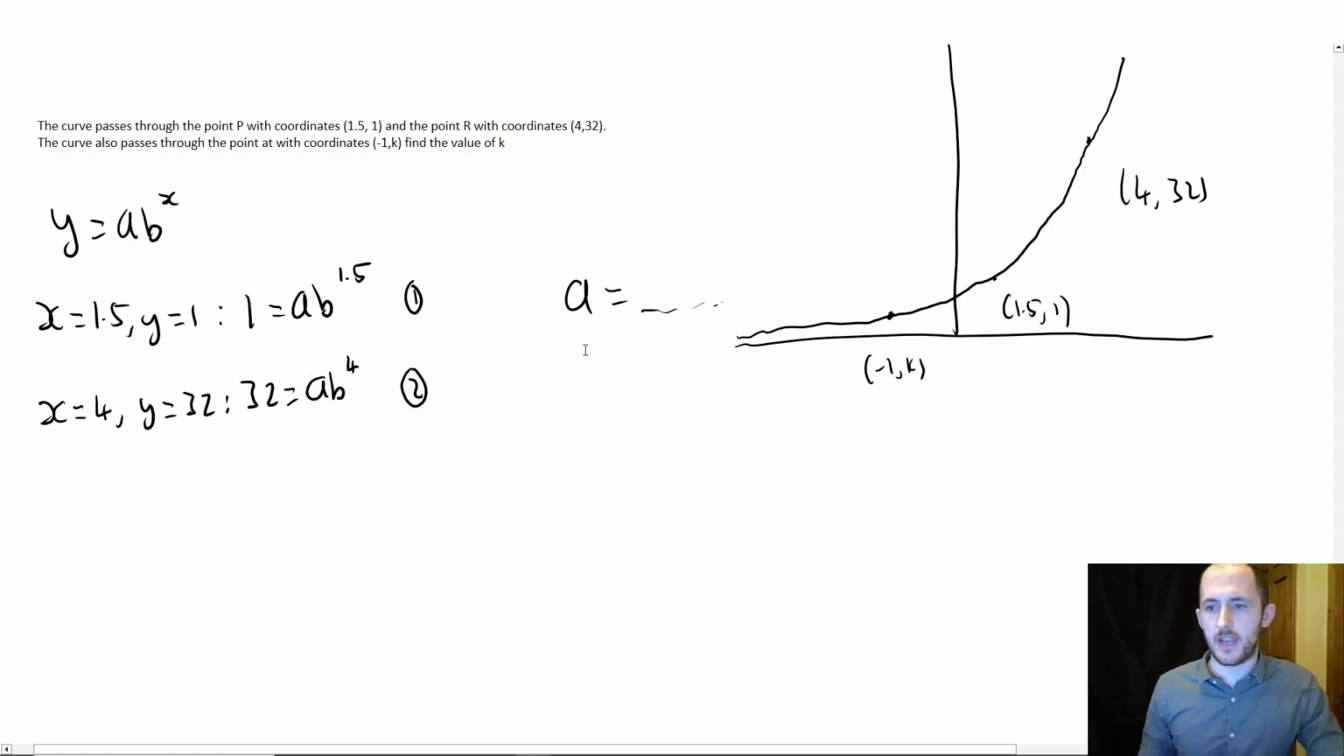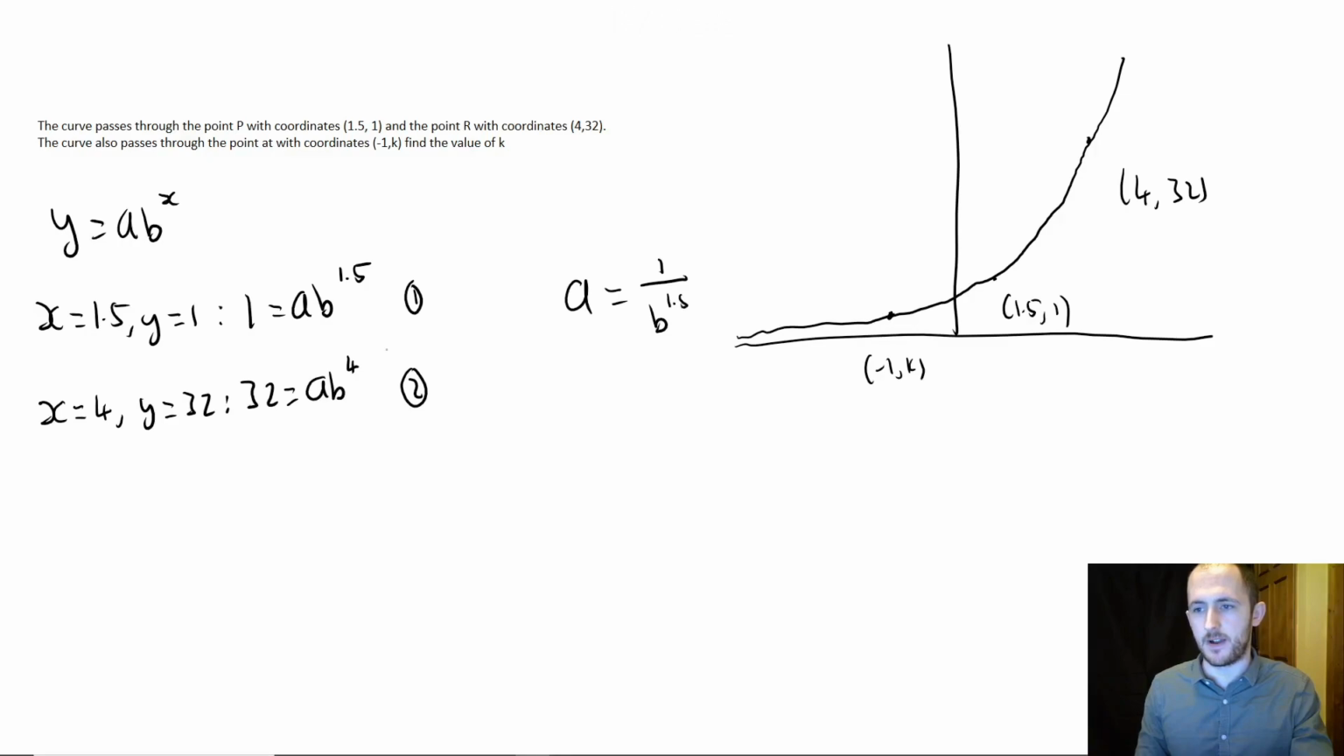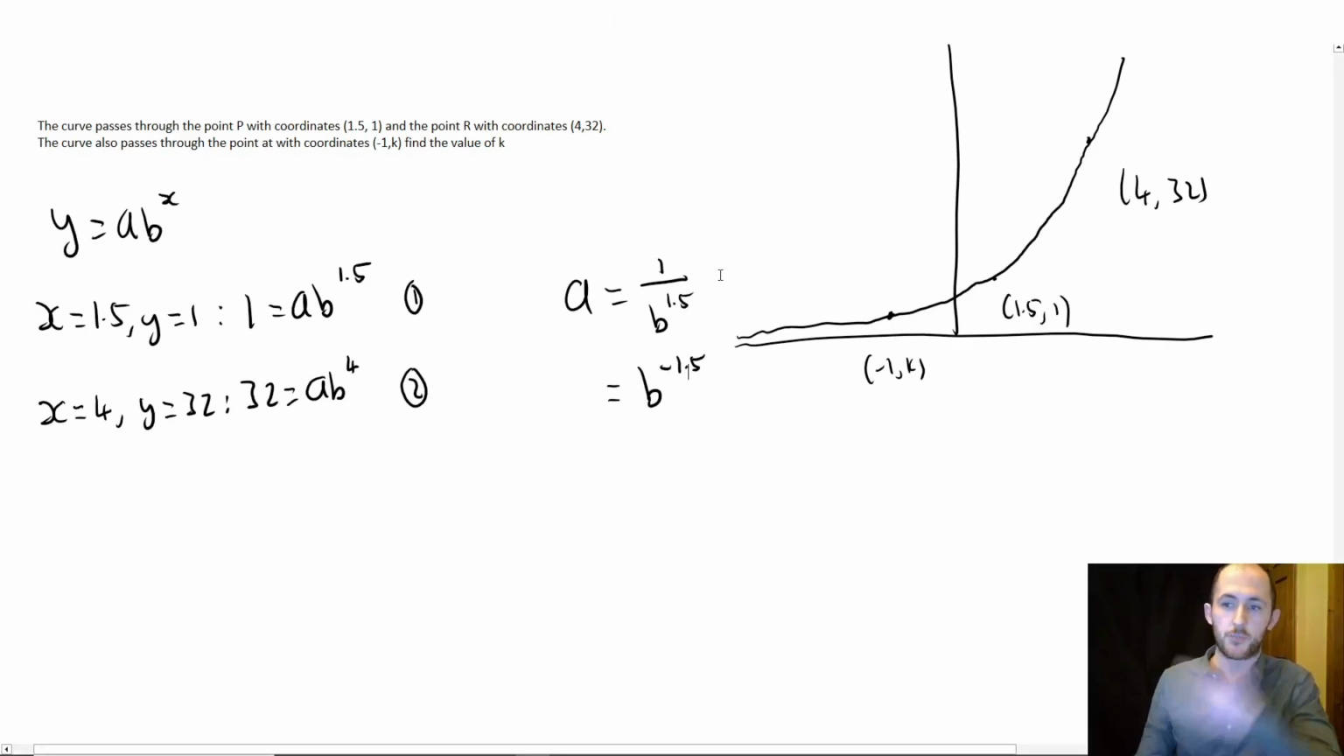So if I rearrange for A, I'm going to divide both sides by b to the power of 1.5, so I get 1 over b to the power of 1.5, which, I don't know if you would have seen this, I can write as b to the power of minus 1.5, right? Because again, I can just bring the power to the top and make it negative. Yeah? And now I'm going to substitute.